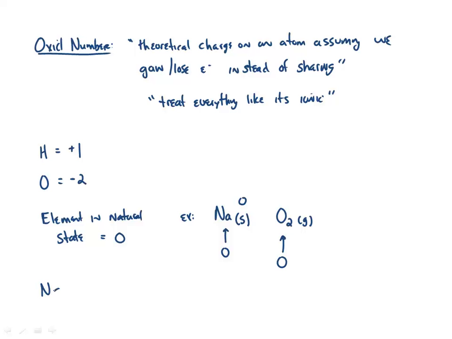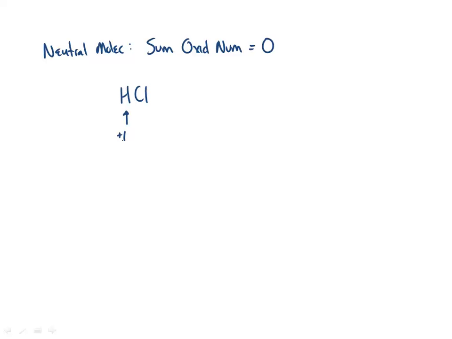If it's a neutral molecule, actually I'll do this on the next slide. So for a neutral atom or molecule, the sum of the oxidation numbers equals 0. And what that does is that allows us to determine the oxidation numbers of other elements. For instance, if I have HCl, and I know the oxidation number on hydrogen is always +1, what does chlorine have to be if the total is 0? Yeah, this has to be -1 because when I add those up, they have to be 0.